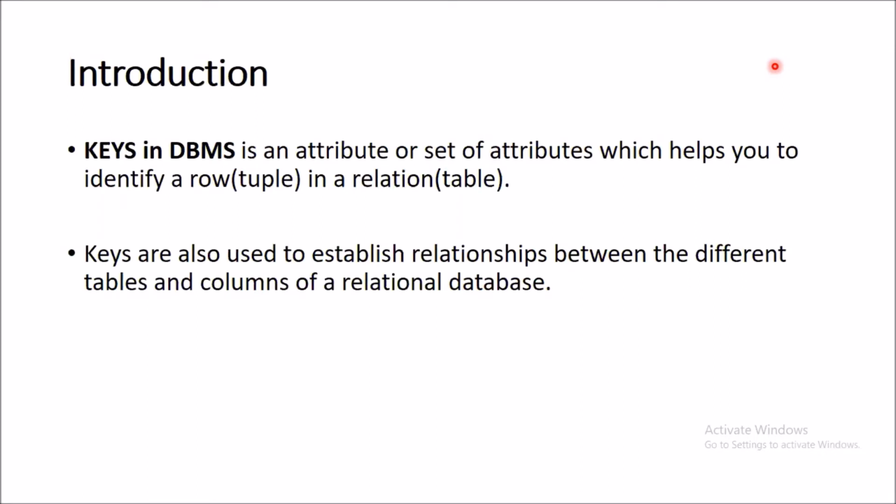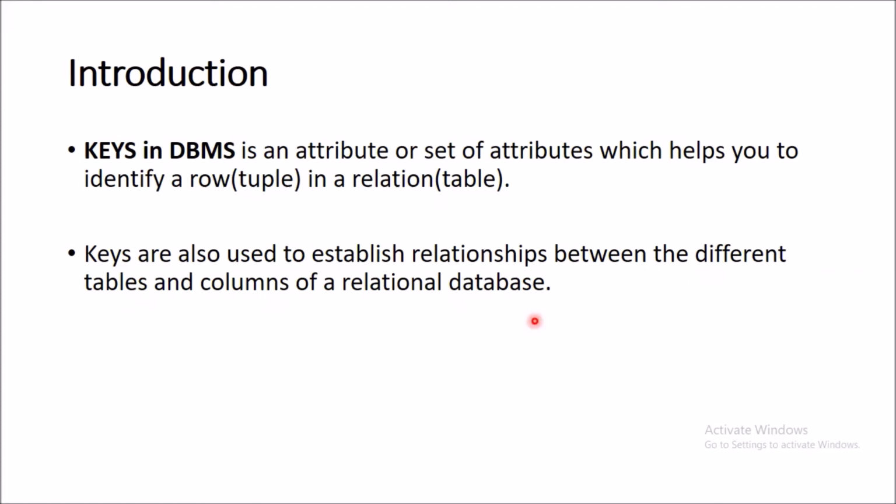It is an attribute or set of attributes which helps you to identify a row in a relation. Relation here means a table. So keys play an important role in a relational database. It is used to uniquely identify any record or data from a table. It is also used to establish or identify relationships between tables. So a key establishes relationships between different tables and columns of a relational database.